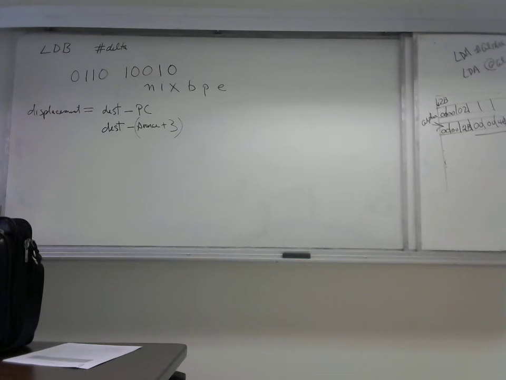So can we do this formula? Destination minus the program counter, or source plus 3. Okay, where are we going? Delta. Now what's the address of delta? 3A. Minus source plus 3. Well, where are we at right now? 0 plus 3 is 3. That's the formula. Okay, 3A minus 3 is, 15 minus 3 is 12, which is C.